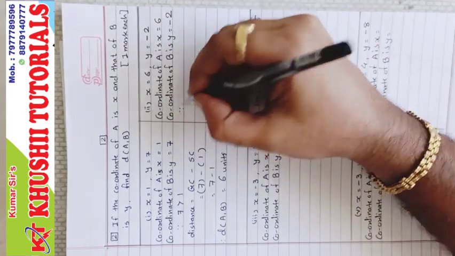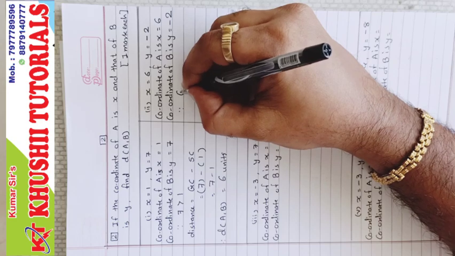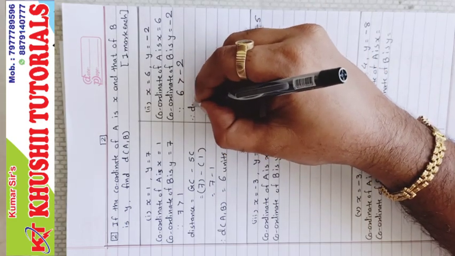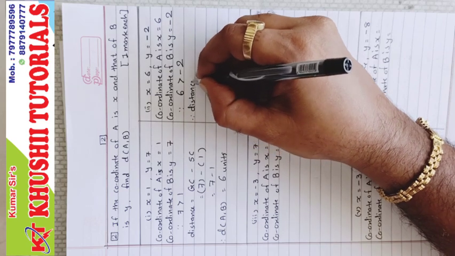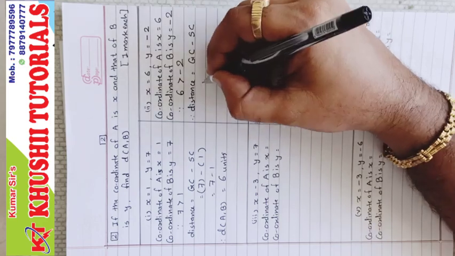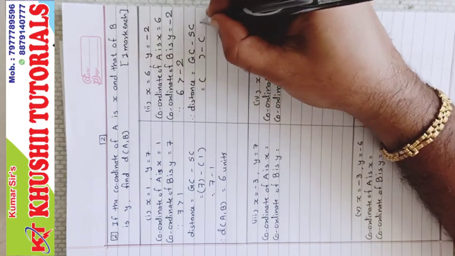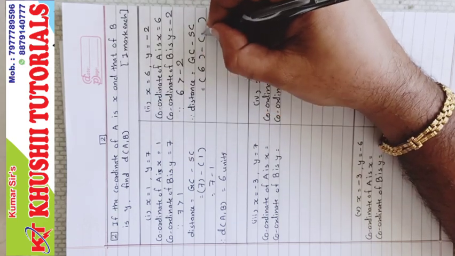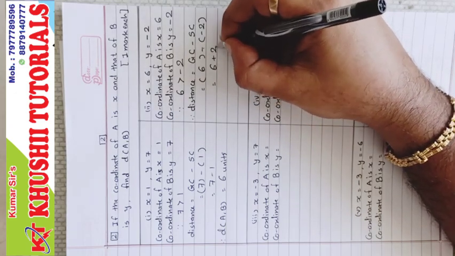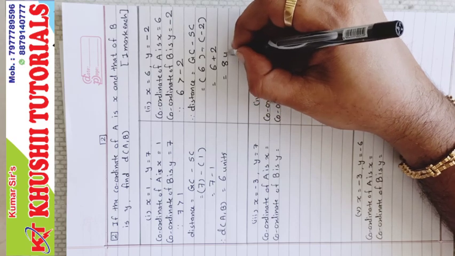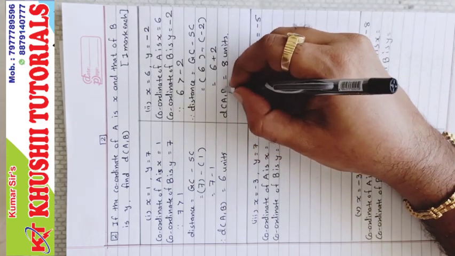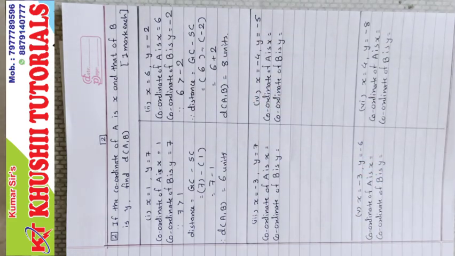Then compare positive and negative. Since positive number is greater than negative number, therefore now formula of distance, distance equal to greater coordinate minus smaller coordinate, bracket minus bracket. Greater coordinate is 6, smaller coordinate is minus 2. 6 minus minus plus 2. 6 plus 2 is 8 units. So distance of A comma B is 8 units.